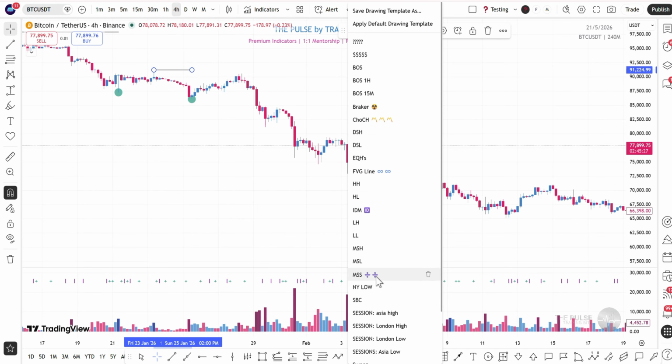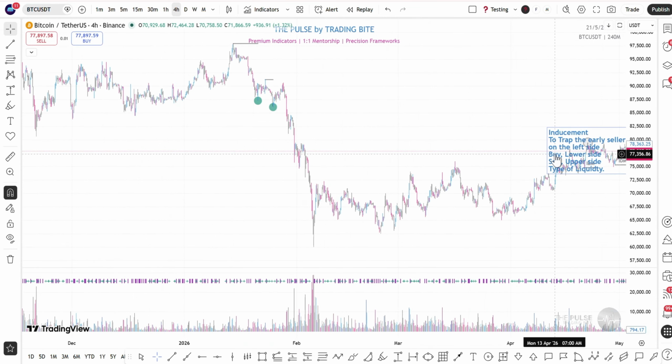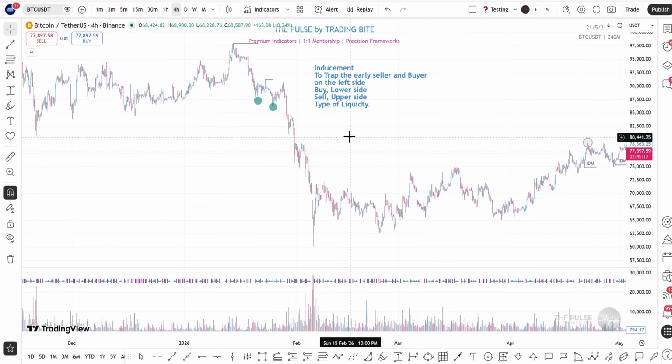So what is the rule for the inducement? We have to look at the left side. If it is sell, we will look upside. If it is buy, then we will look for the lower side. So this is the valid inducement.